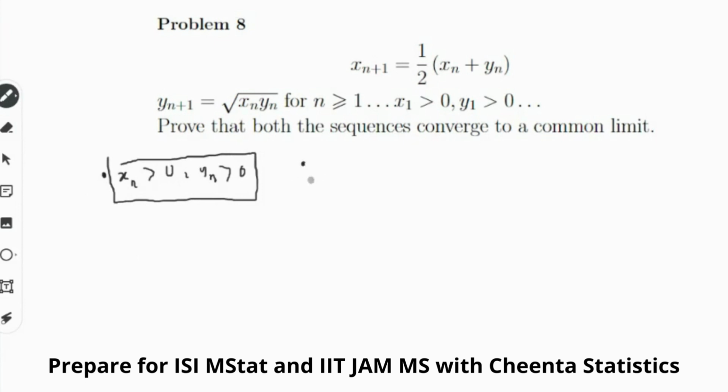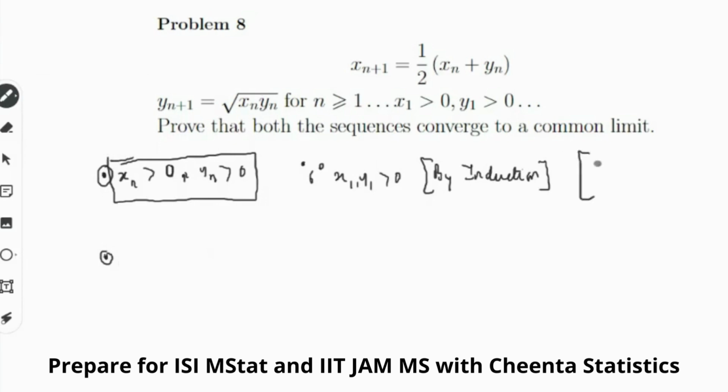Since x1, y1 are both greater than 0, x2 and y2 will be greater than 0 and it will go ahead, right? By induction. And then you have got all of them, so you can apply AM-GM.